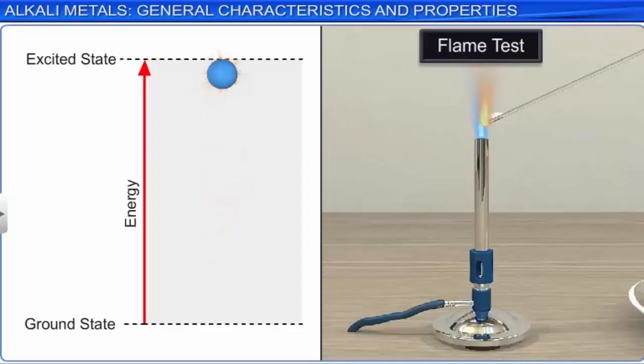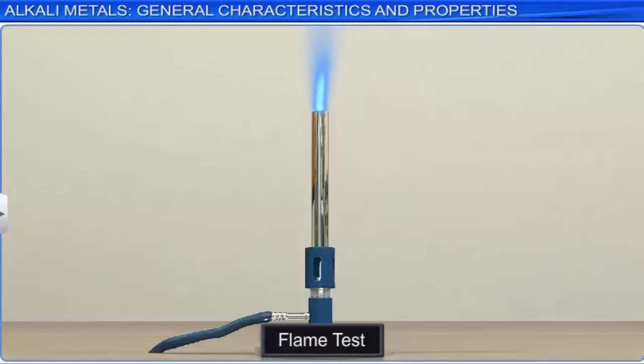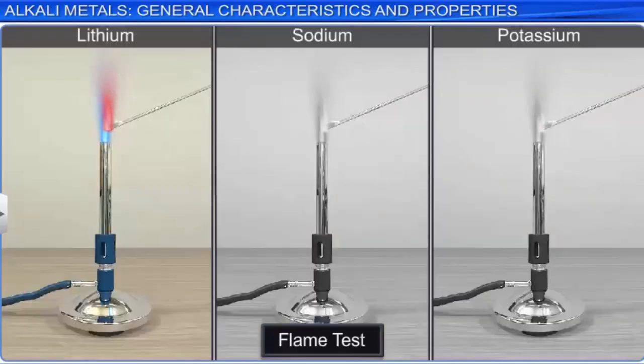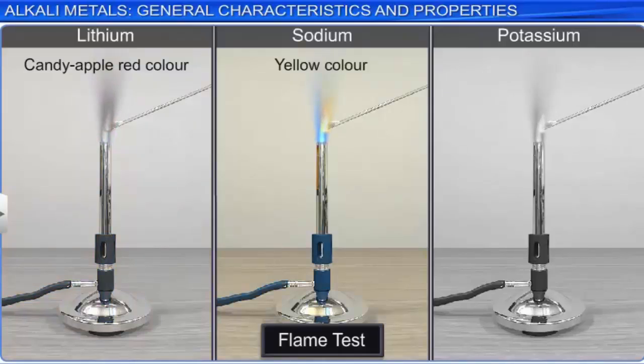For a quantitative test, atomic absorption spectrometry can be used based on the same fundamental principles. Let's look at the result of some flame tests. Lithium gives a cheerful candy apple red color. This yellow color is characteristic of sodium. You may have observed it if a boiling salt water sample spills over when cooking on a gas stove. Potassium flame tests emit a lilac-colored flame.